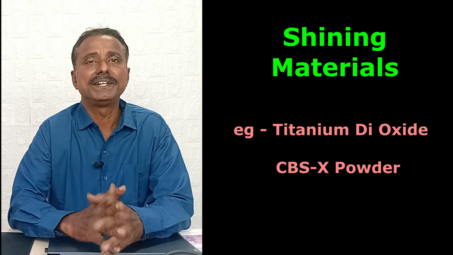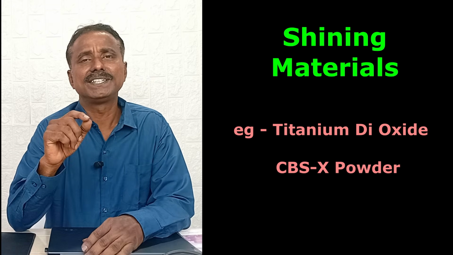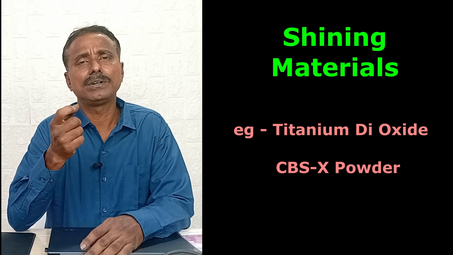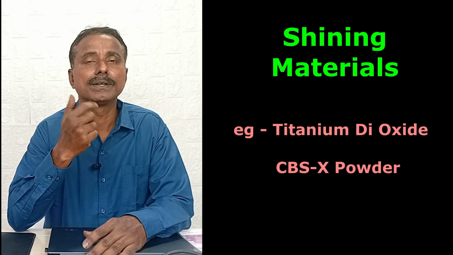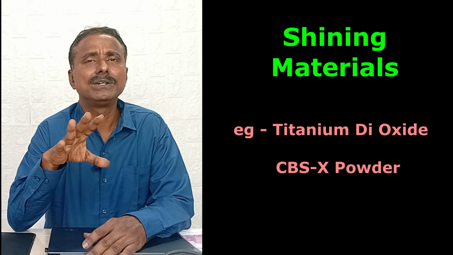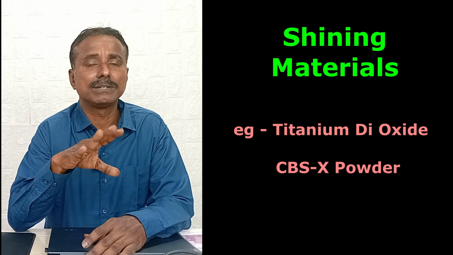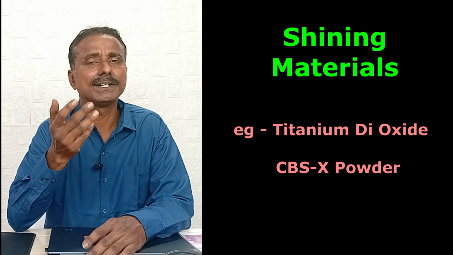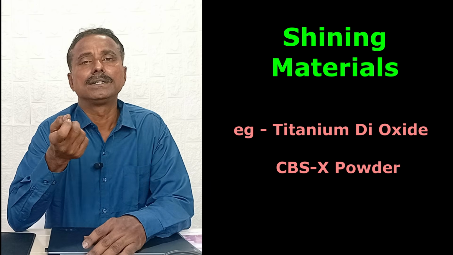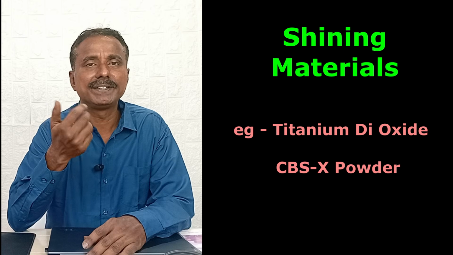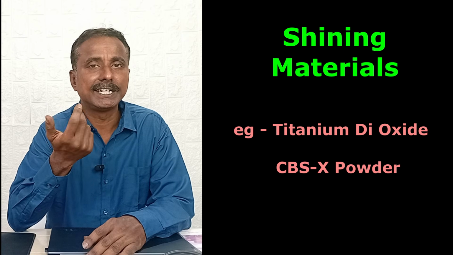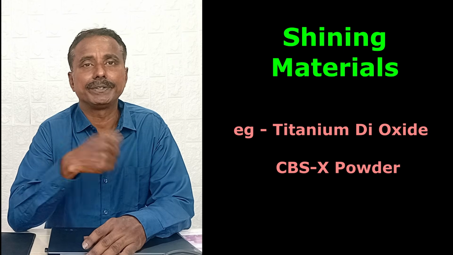Next, shining materials. This is not essential, but more or less all the branded dishwash bars are using it. It will give a shining look to the vessel after the washing process. They even claim it on the label also. The examples are we can add CBS X powder or titanium dioxide, or in combination.